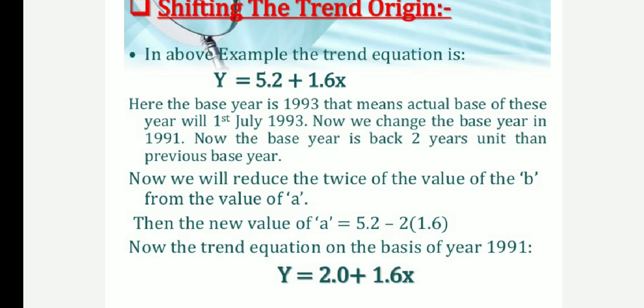Now the trend line equation on the basis of year 1991 is y equals 2 plus 1.6x. So let us stop here. Let us see some more in the next session. Okay, thank you.